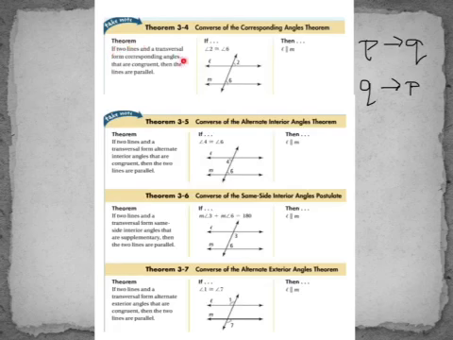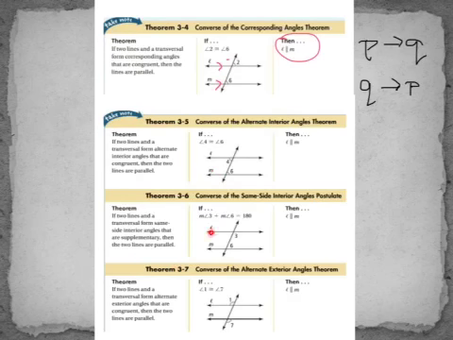If two lines and a transversal form corresponding angles that are congruent, then the lines are parallel. So let's say that they don't tell you that the lines are parallel, but it is given that angle 2 is congruent to angle 6. That means that L is parallel to M, which you can see here. Now this works for all of these theorems: alternate interior angles, same side interior, and alternate exterior.